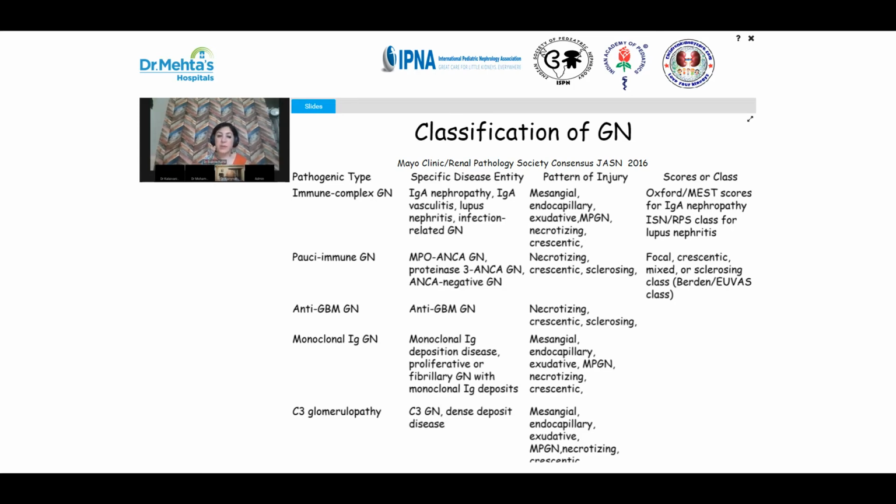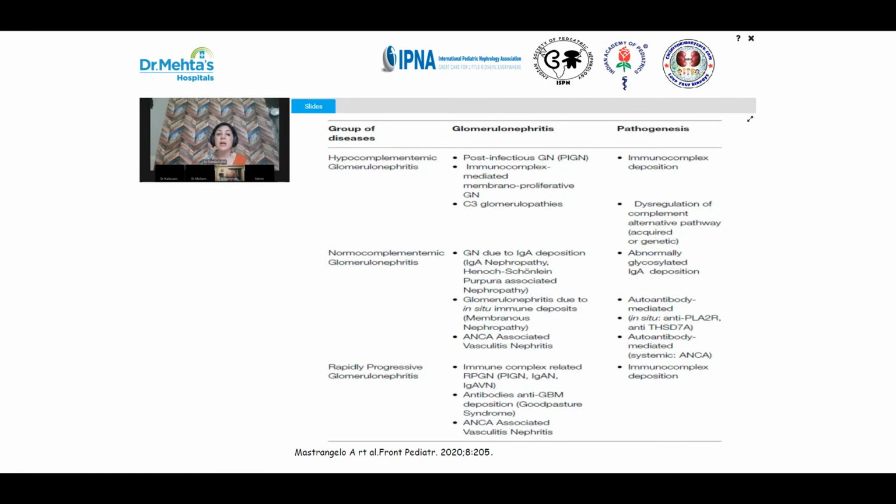We have discussed that the disease can be either hypocomplementemic or normocomplementemic with different causes as already discussed, and both can progress to rapidly progressive glomerulonephritis. Their main pathogenesis will be immune complex deposition in the hypocomplementemic disease, with dysregulation of the alternate complement pathway in C3GN, and normocomplementemic glomerulonephritis, depending on the deposits that we see or the underlying pathology.